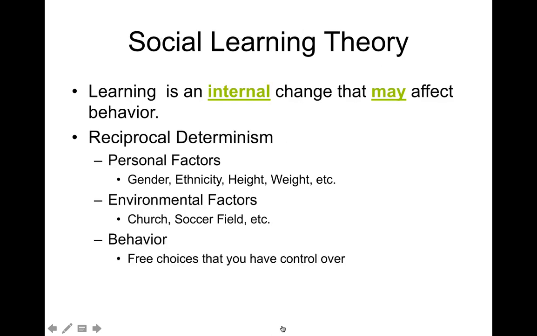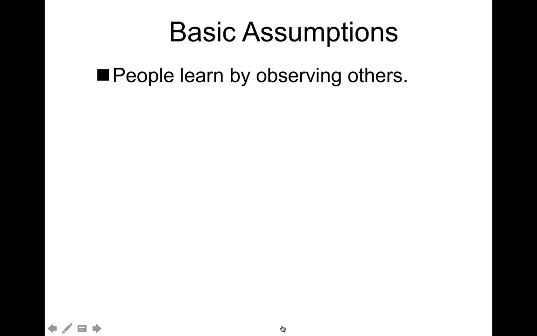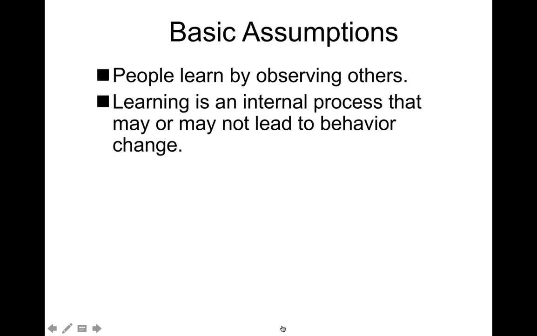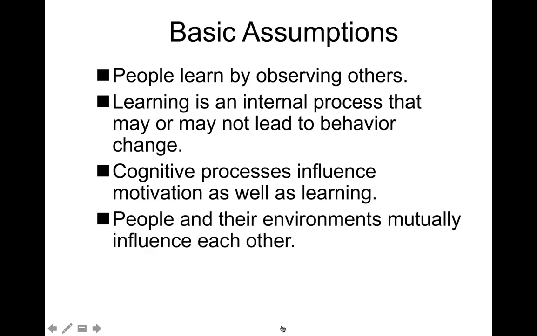So there's personal factors that are part of reciprocal determinism, environmental factors, and also behavior. So if we think of the basic assumptions of social cognitive learning theory, people learn by observing others. And when I say others, that means models. Those others become their models. Okay? Learning is an internal process that may or may not lead to behavioral change. Cognitive processes influence motivation as well as learning. And people and their environments mutually influence each other.